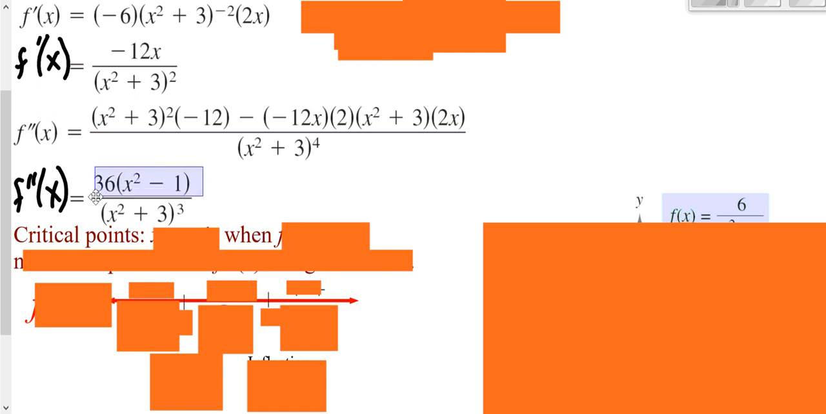A fraction will be equal to 0 if the top is 0. The only way the top is going to be 0 is if the parentheses is 0, which is a difference of squares, so you get plus or minus 1, and that's when your derivative is 0.